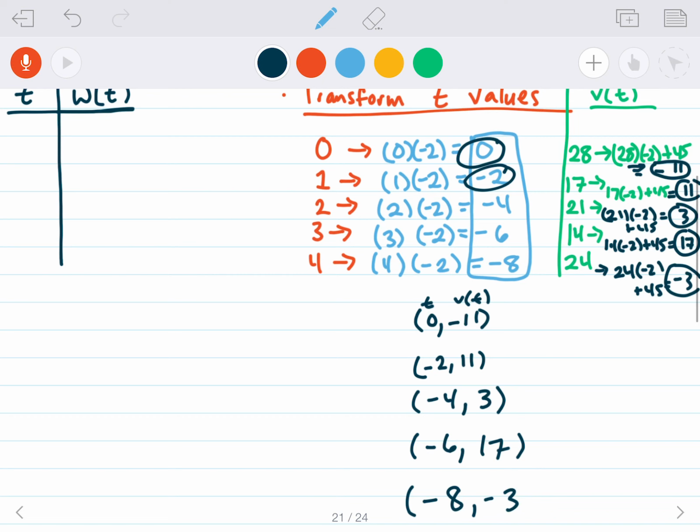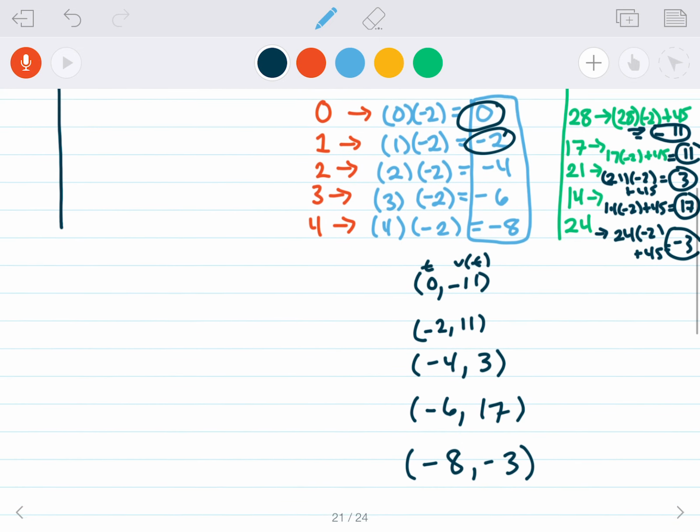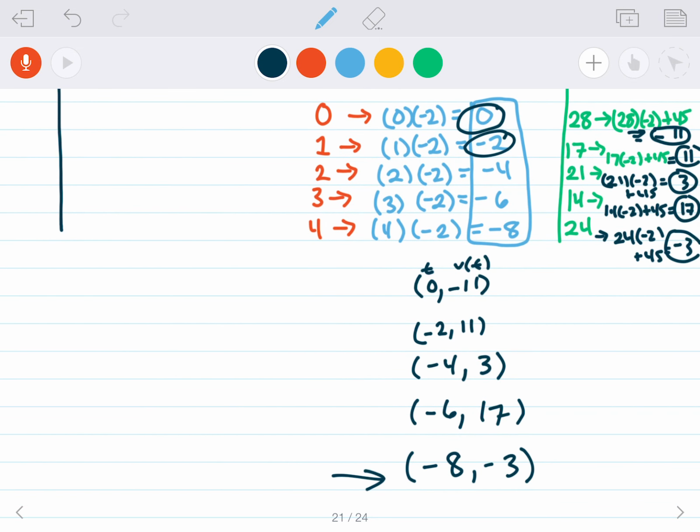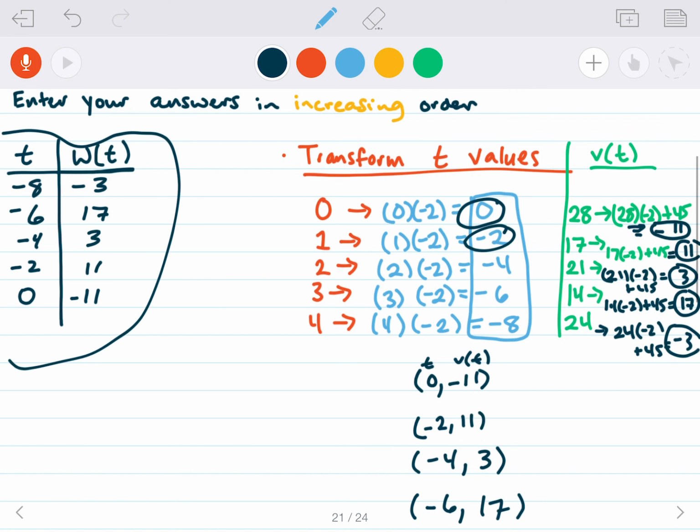-8, -3. So on Wiley, be careful when you're entering these in because it does say enter your answers in increasing order. So we want to start with the lowest t first. So the way you're going to enter this is -8, -3. Then the next lowest t value is -6, 17, -4, 3, -2, 11, and 0, -11. So that is going to be our answer there.